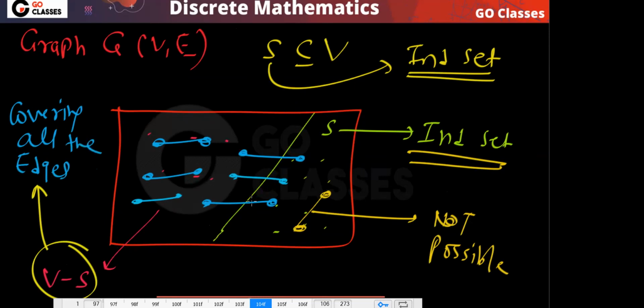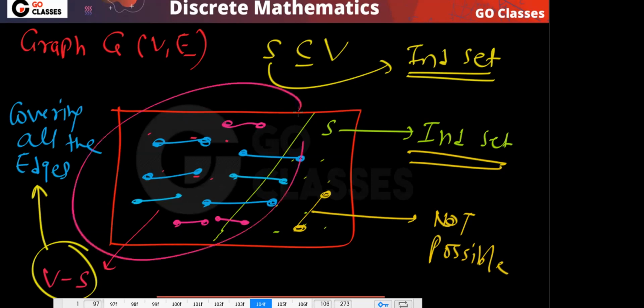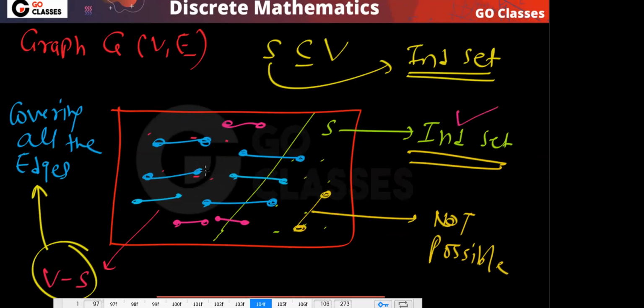Is this clear? Because all the edges are like this. Where are all the edges? All the edges are like this. So all the edges are covered. This area, V minus S, is covering all the edges because there is no edge here. We don't have any edge here because this is an independent set. So I can say V minus S is the vertex cover.